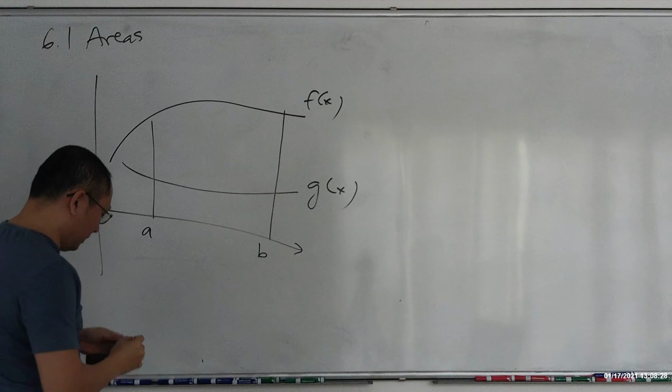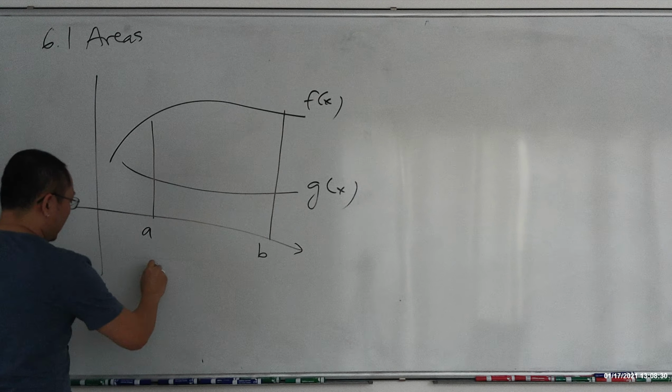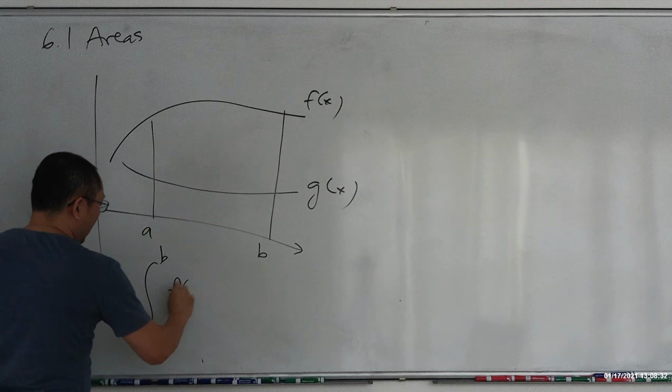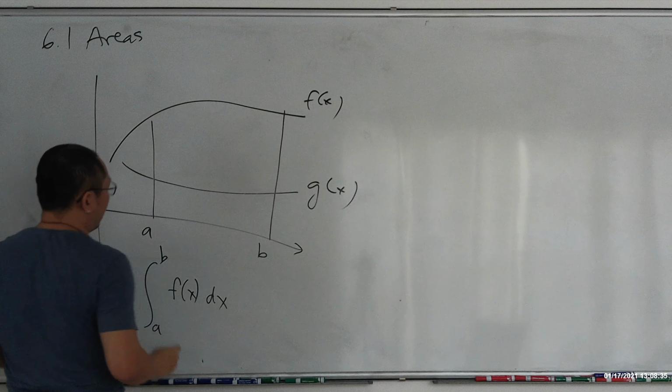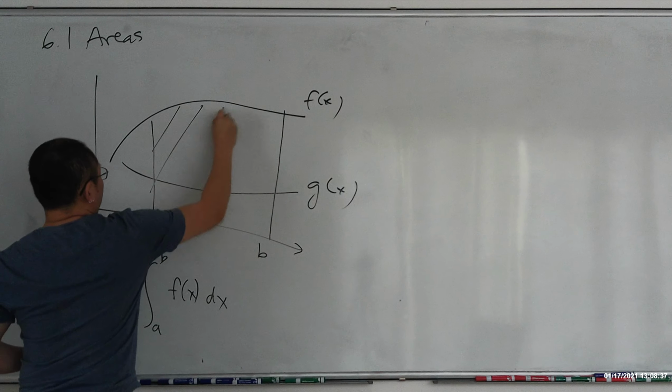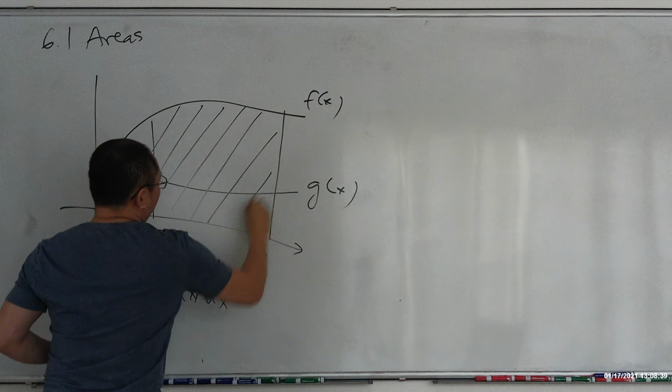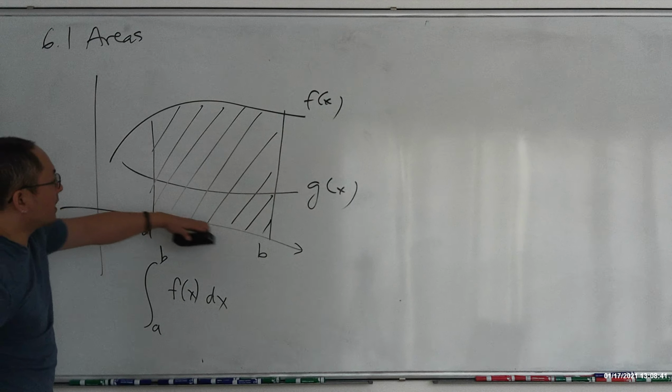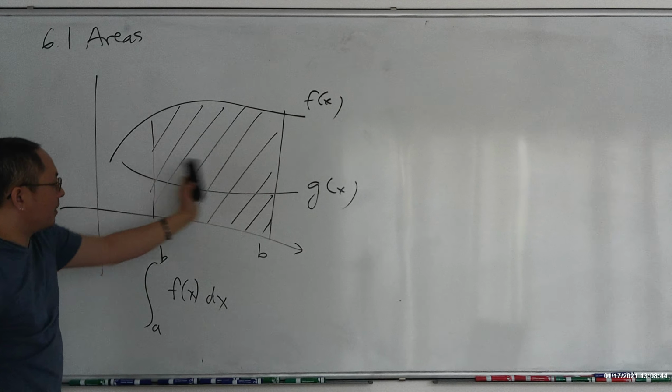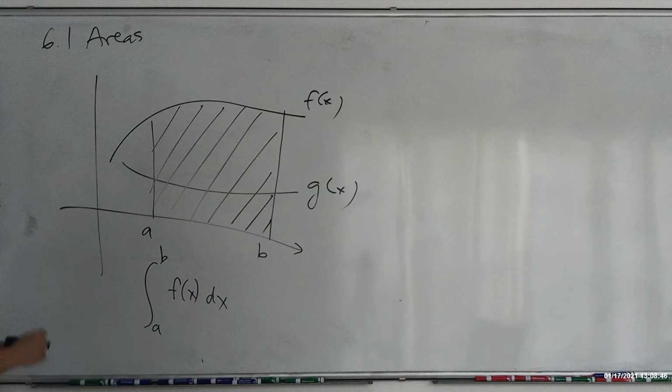Okay? So here's the idea. If you calculate the integral from a to b of f of x dx, you're going to have this area. The area that is above the x-axis, below the function f, and bounded by x equal to a, x equal to b. Okay?